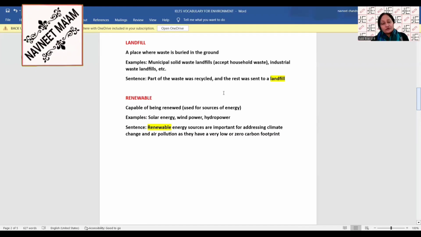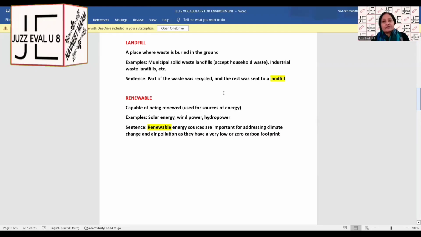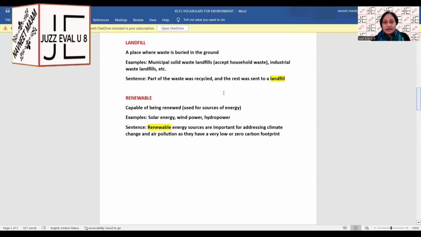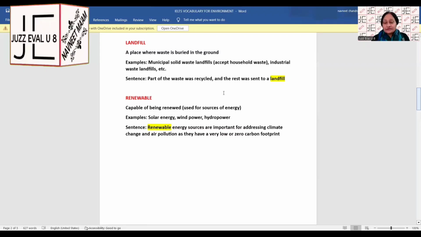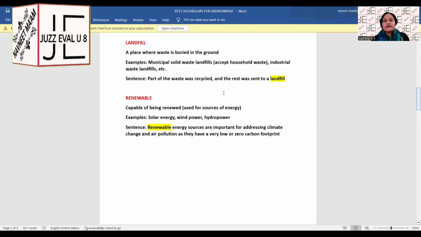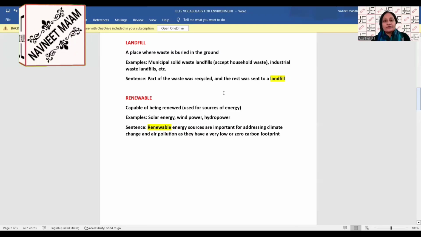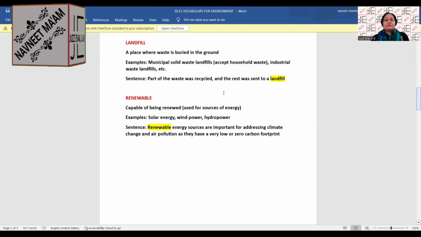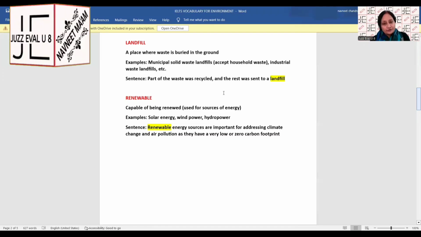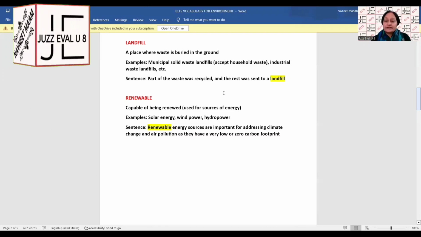There are non-renewable energies like coal, gas, oil, which are not renewable. Once they get depleted, they will just finish off. So we have to look for renewable sources of energy and use more of them. Like these days, most of the people are using solar energy to harness electricity.